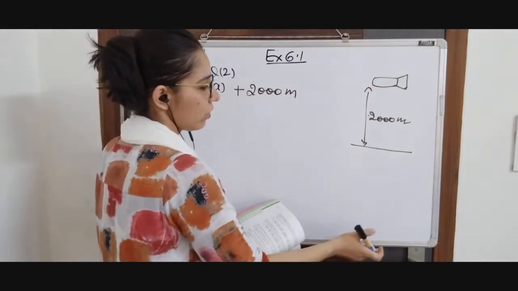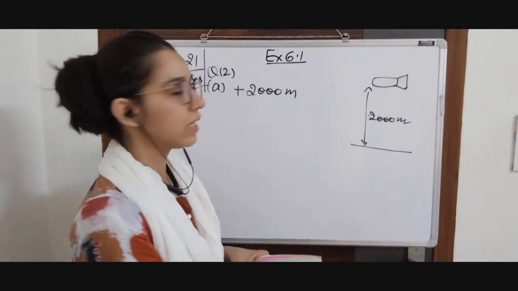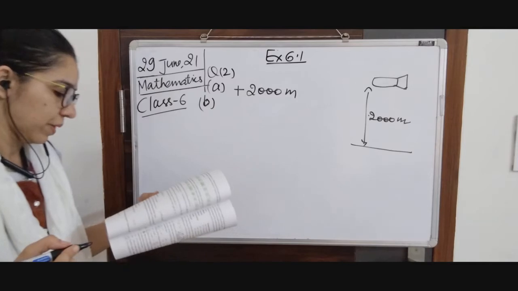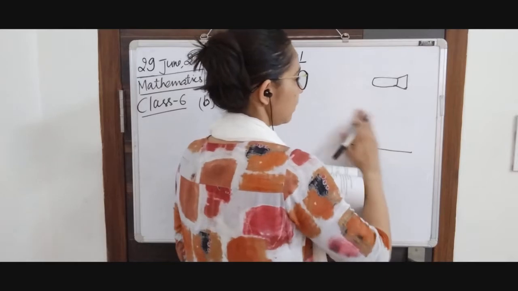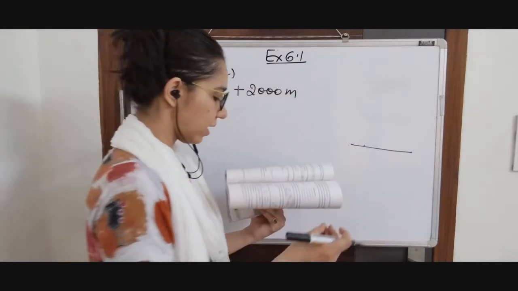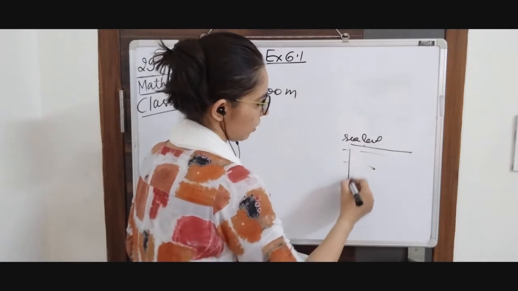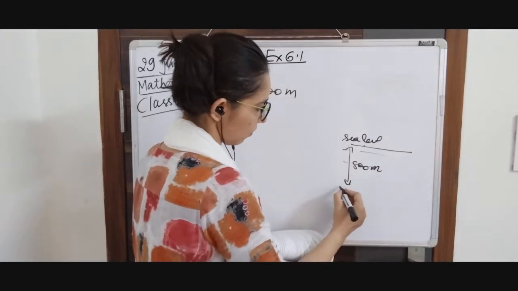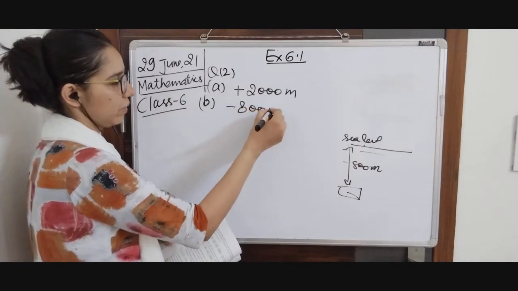If something is below ground level, it will be denoted by minus sign. If something is above ground level, it is going to be represented by plus sign. Then second is a submarine is moving at a depth. Now we are talking about below sea level, at a depth 800 meter below the sea level. If it is sea level, submarine is moving below 800 meters. There is submarine. So it is going to be minus 800 meters.